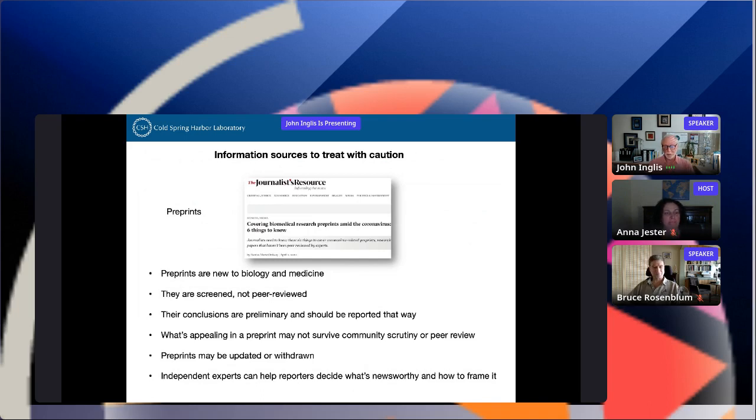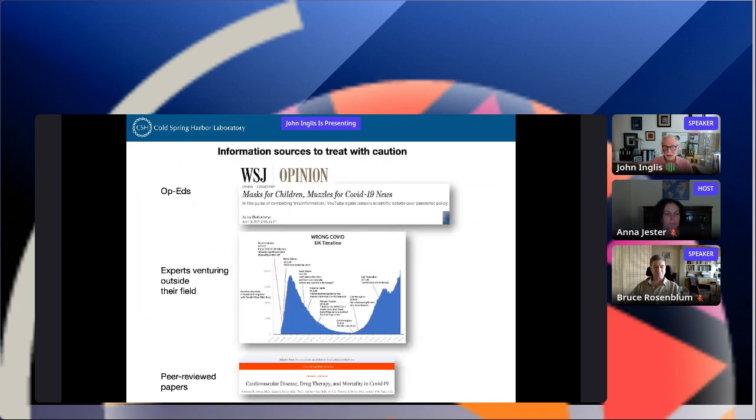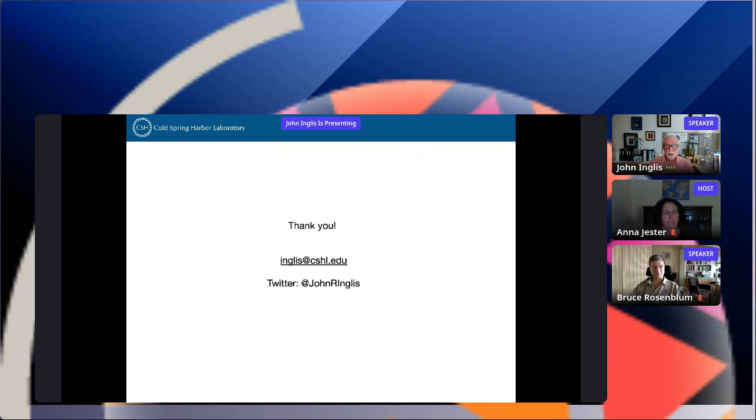Sure. So I'm just going to wrap up, Anna, by saying that preprints absolutely need to be treated with caution, but then so do many other information sources, op-eds, of which there have been many related to COVID that have turned out to be entirely wrong. Many experts get involved in COVID analysis without having the appropriate expertise. And of course, as many people know, there have been some high-profile instances of peer-reviewed papers that needed to be withdrawn. So I think those are my remarks.